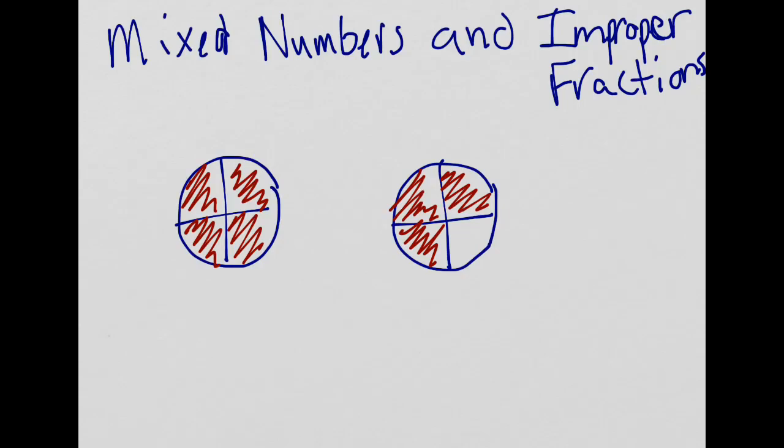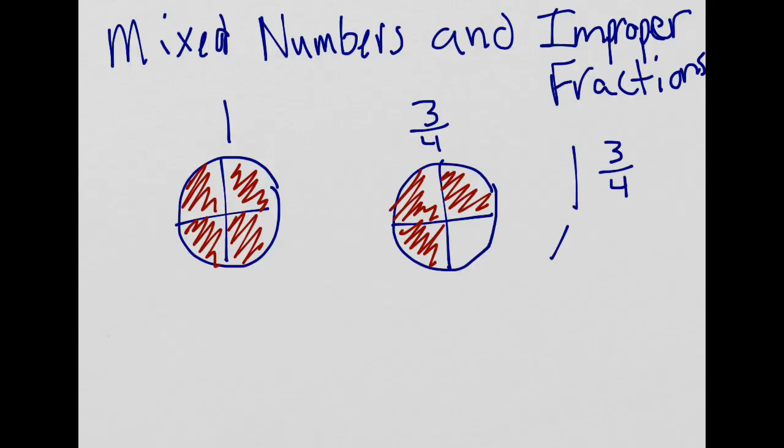of another circle. So there's two ways that I can go ahead and say this number, and they both actually have the same value. The first one is as a mixed number. So if I write it as a mixed number, this is 1 and this is 3/4. So my mixed number is going to be 1 and 3/4.